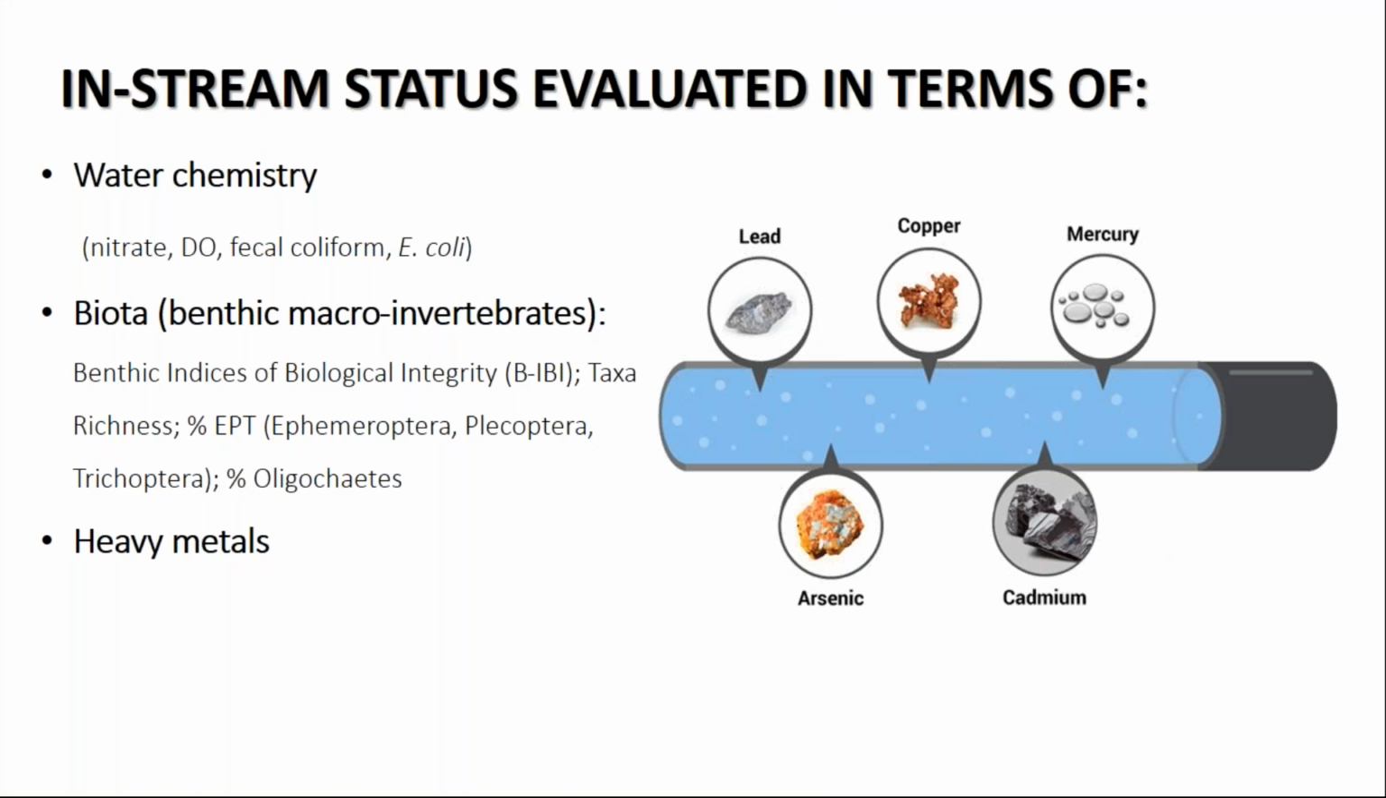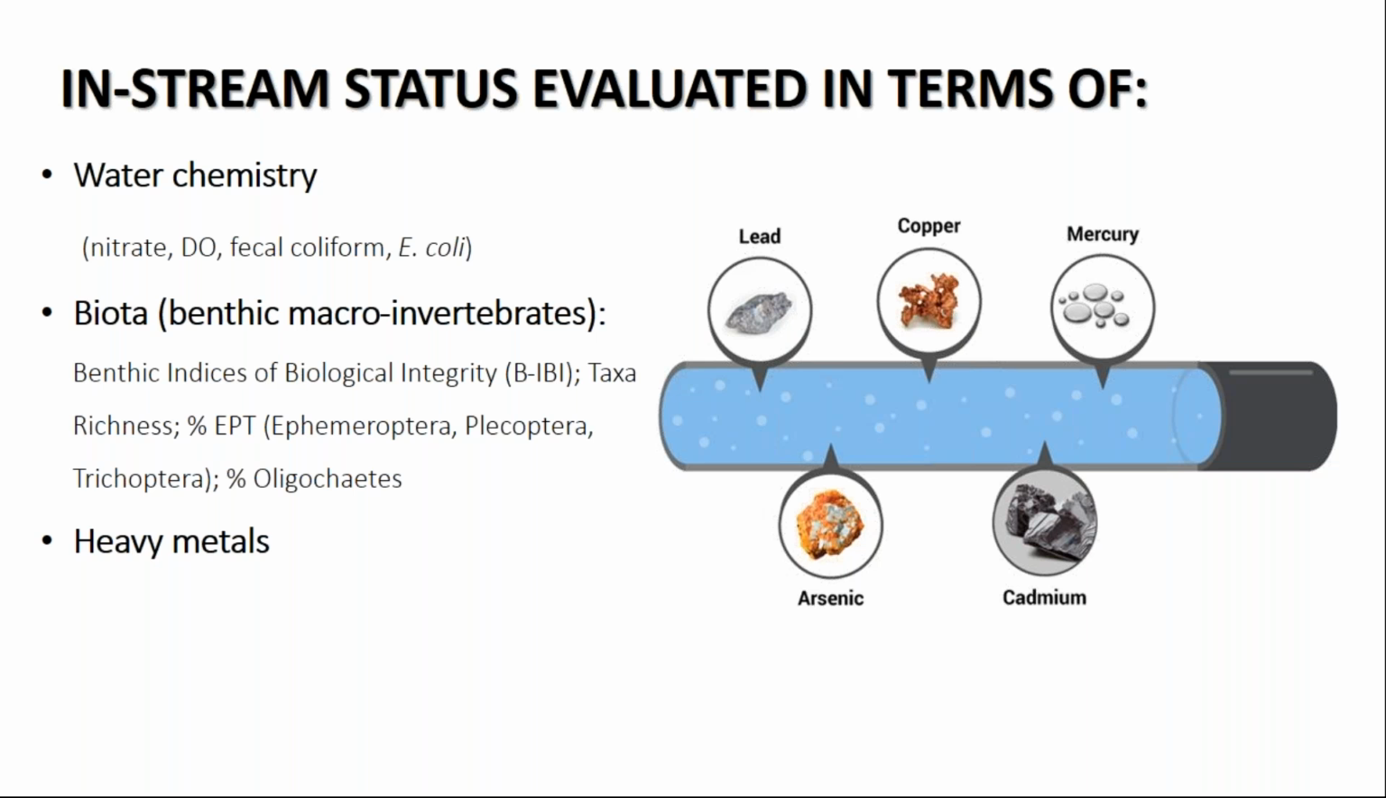And we started looking at a wide variety of in-stream indicators, starting with some water chemistry variables: nitrate concentrations, dissolved oxygen, fecal coliform concentrations, as well as E. coli. And that was work with Josephine and her group. And then we've had some more recent collaborations where we're looking at in-stream biotic indicators. And so with that, we focused on benthic macroinvertebrates.